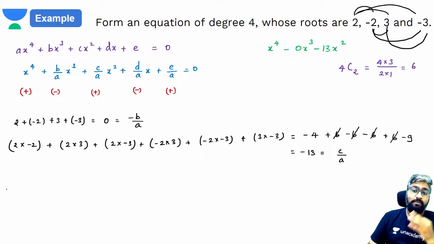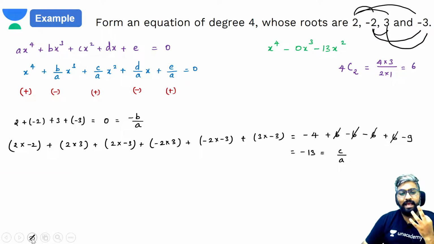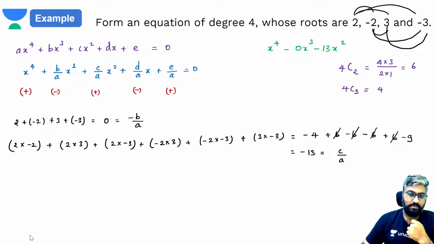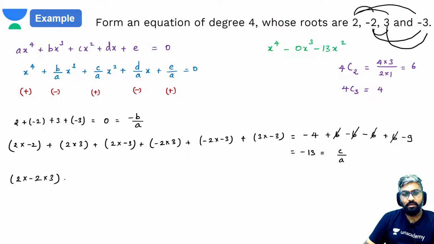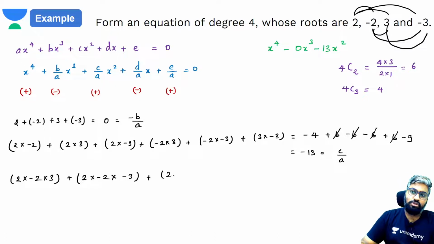Okay. Next will be taking 3 at a time. Taking the roots 3 at a time. So how do I calculate how many terms will be there? 4c3 terms, which is how many terms? 4 terms. Yes. What will be the 4 terms? 2 into minus 2 into 3 plus 2 into minus 2 into minus 3 plus 2 into 3 into minus 3 plus minus 2 into 3 into minus 3. Clear?